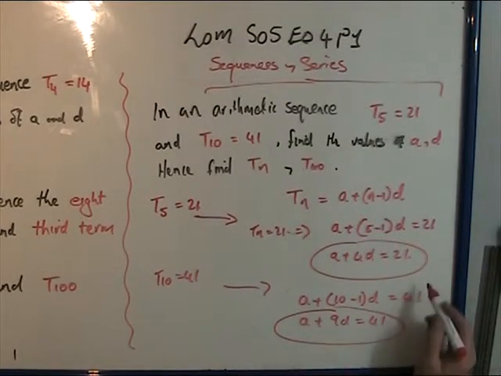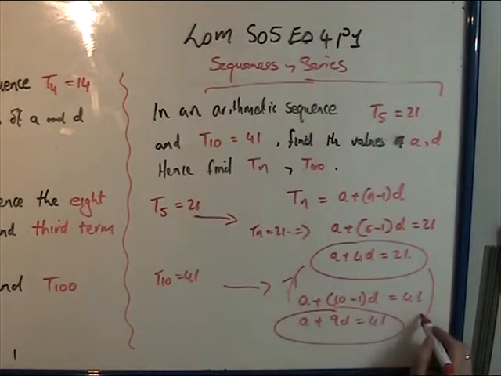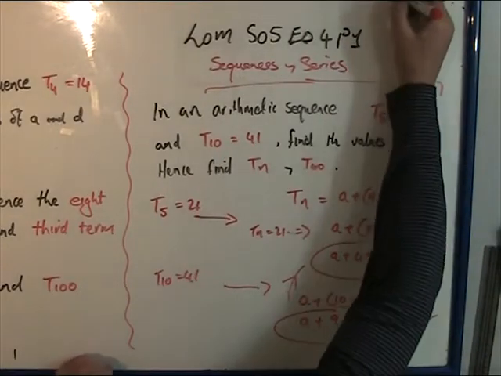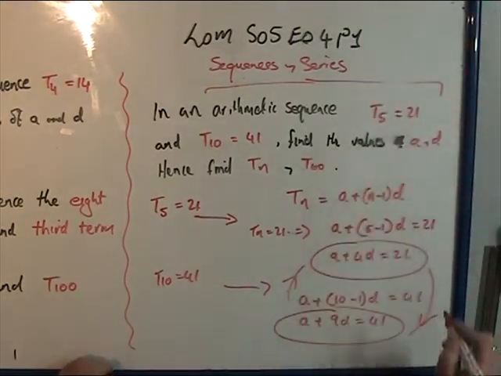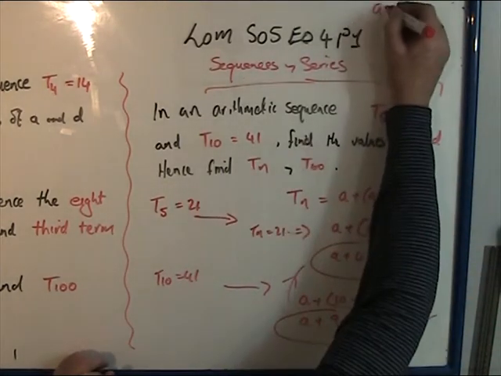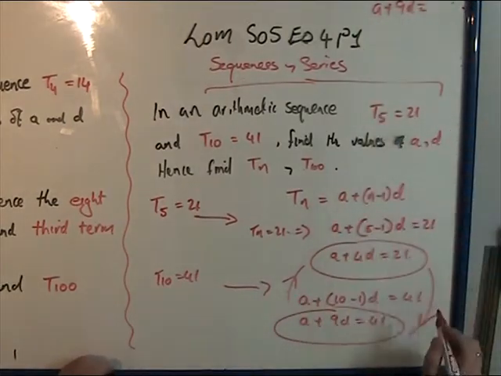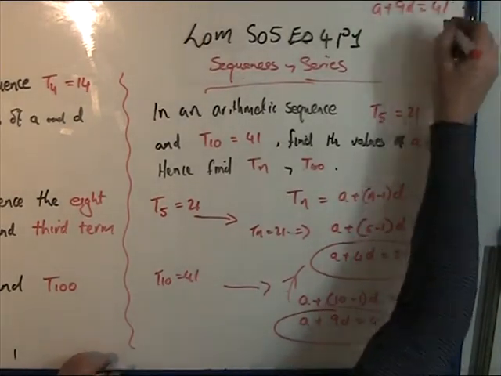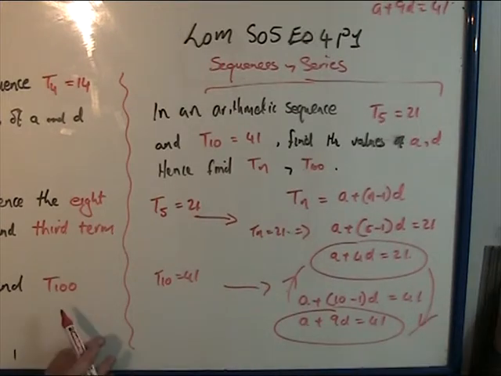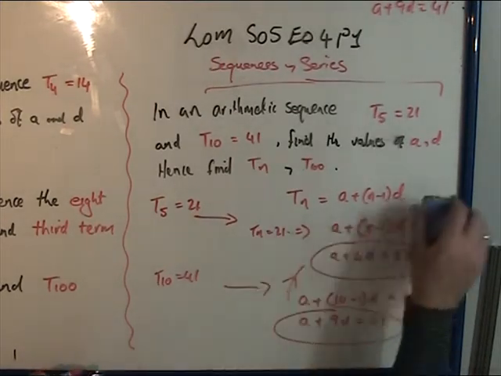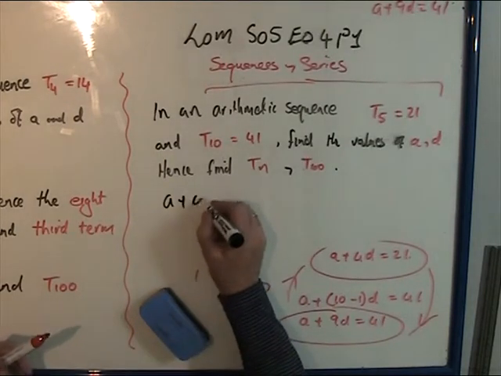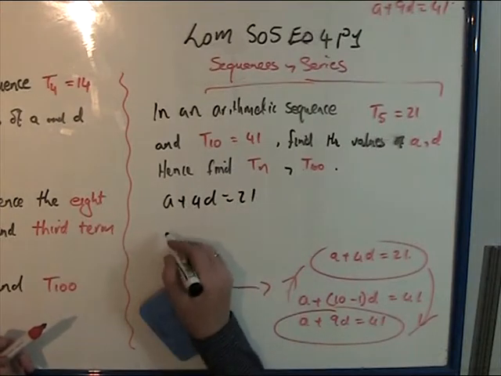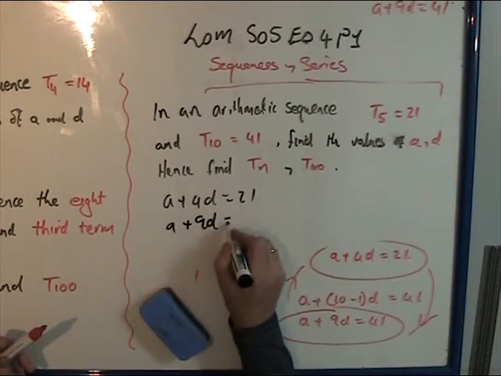Because these two equations are related, I can solve them by simultaneous equations. So I'm going to put my values up here. I've got A plus 4D is equal to 21, and I've got A plus 9D is equal to 41. Now I bring these two together and I'm going to solve them. A plus 4D is equal to 21, and A plus 9D is equal to 41.